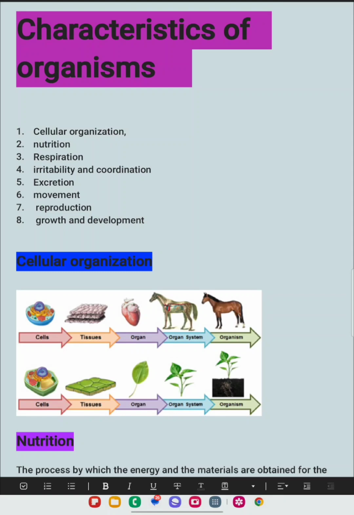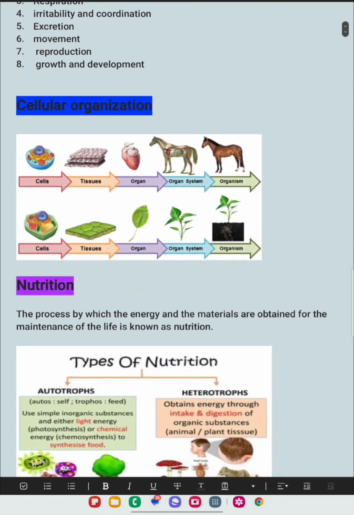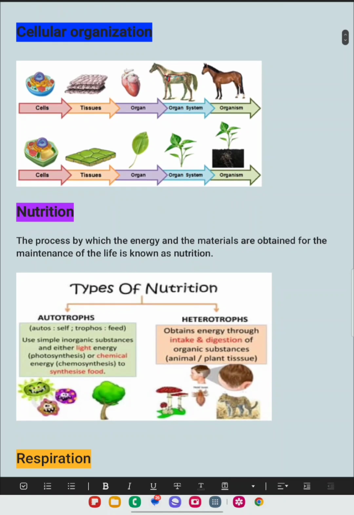First one, cellular organization. All the livings consist of one cell or multiple cells. Cells are the structural and functional unit of the organism. The cells collect together to form tissues. Several tissues collect to make organs. Collecting several organs makes organ systems. The organ systems collect to form organisms.